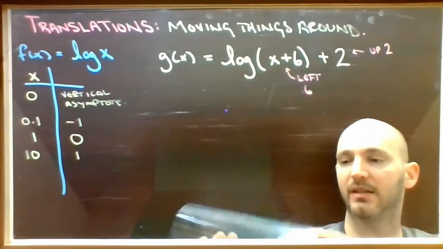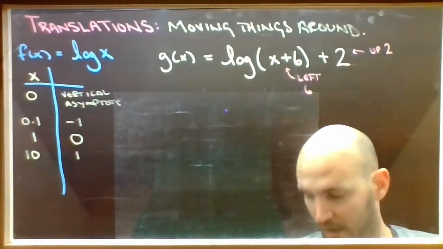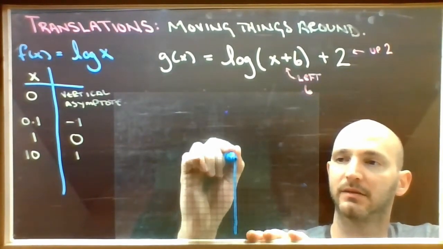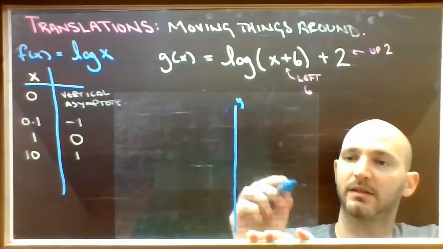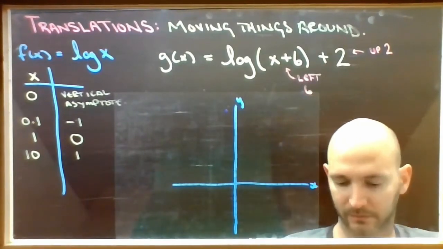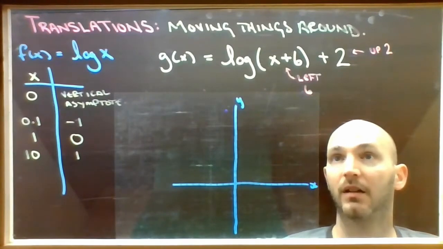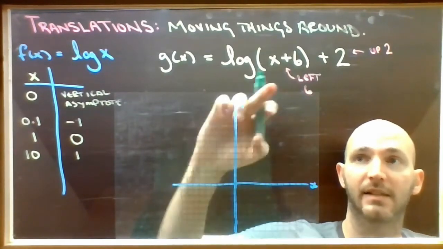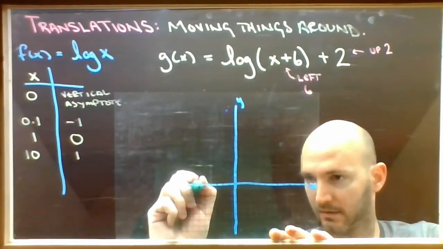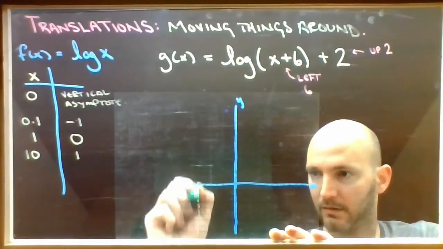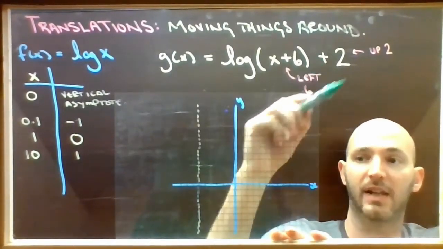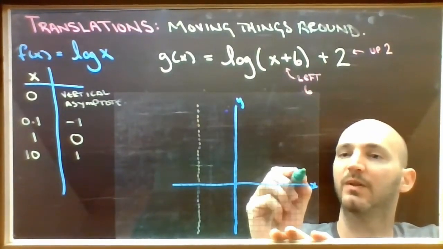If I grab my grid, I'm going to put the unaltered x and y axis on there. There's my y. There's my x. I need to translate this y-axis 6 to the left. So 1, 2, 3, 4, 5, 6. And I need to translate the x-axis up 2. 1, 2.